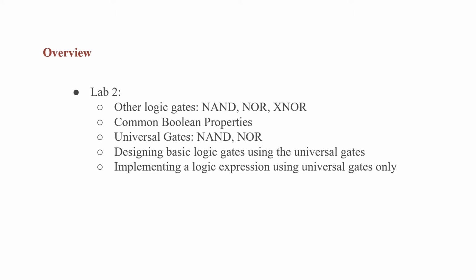The two universal gates that exist are the NAND and the NOR gate. We will talk about this in detail later on. And finally, we'll talk about how we can design basic logic gates using the universal gates, and finally how to implement a logic expression using universal gates only.